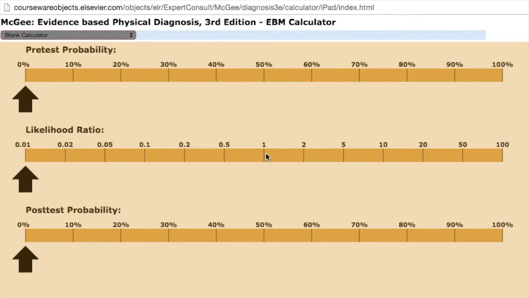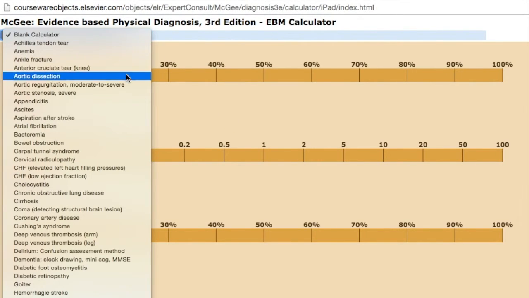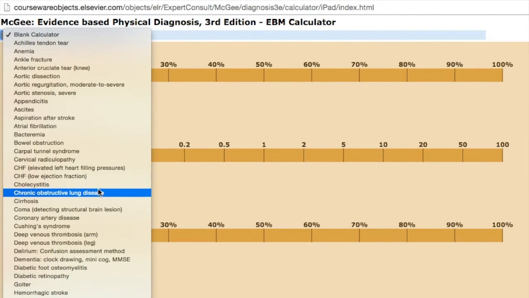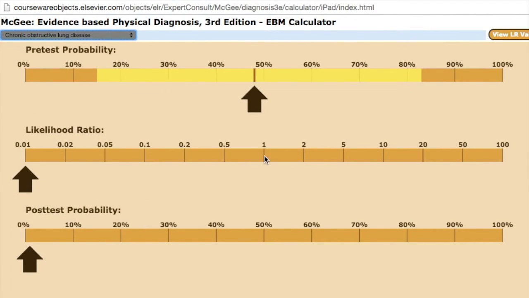So let's take a look a little further using McGee's evidence-based physical diagnosis calculator available online. From the drop-down menu, we select chronic obstructive lung disease, and we choose our pretest probability, based on how sure we are that this patient has underlying COPD to explain their symptoms. Now let's say we're pretty certain. Our pretest probability is 60%.